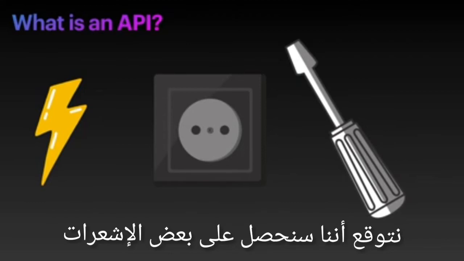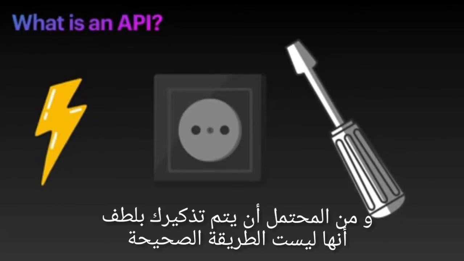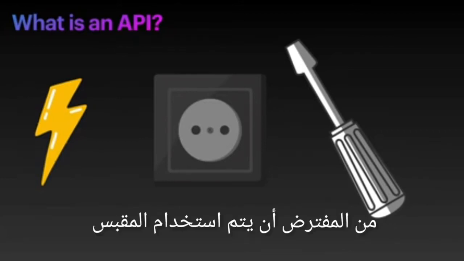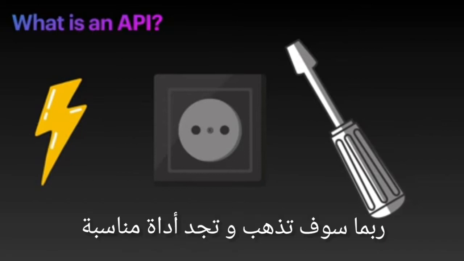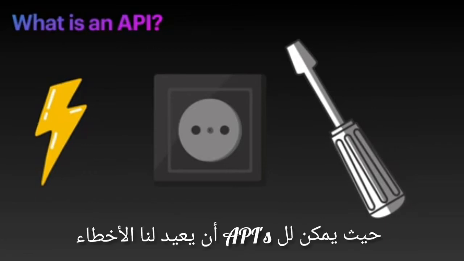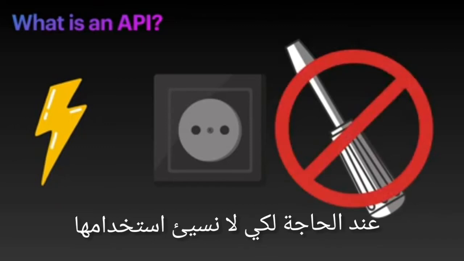We can expect that we would get some feedback. You will probably be gently reminded that it is not the right way that the socket is supposed to be used, and with that little jolt or reminder, I bet next time you want to stick a screwdriver into a socket, you'll probably go and find a suitable tool. So APIs can also give us back errors when we need them so that we don't misuse them.